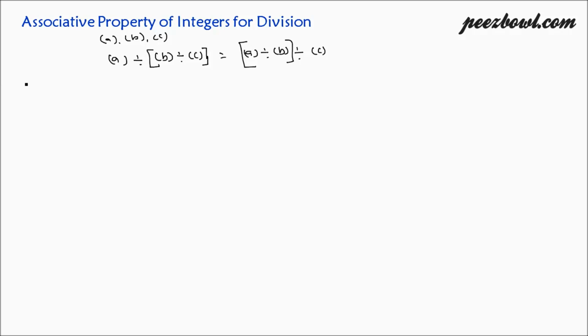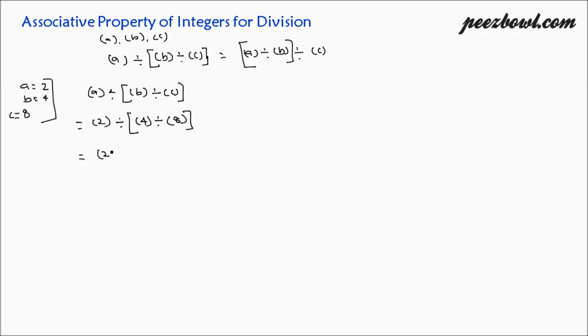So we will put a as 2, we will replace b with 4, and we are going to replace c with 8. So these are the three integers we need to put at a, b and c. Let us see how it works. First we are solving the left hand side equation, a divided by b divided by c. This is equal to a is 2 divided by b is 4 divided by 8.